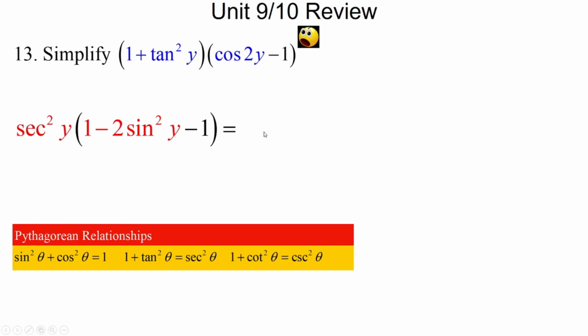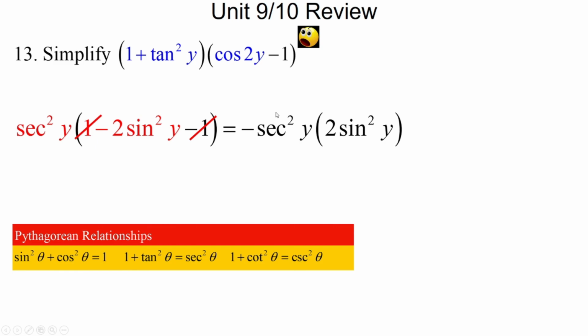So let's clean this up. All gone right now. So now we've got negative 2 sine squared of y, and that secant squared of y. I know what to do here. So secant squared of y, and then let's put the negative out front, and then 2 sine squared of y.